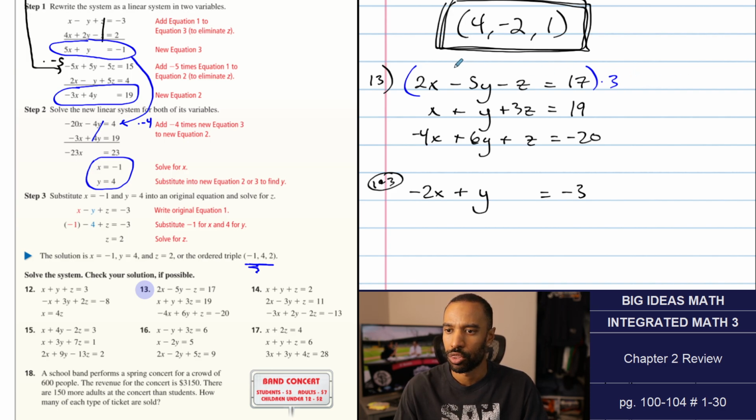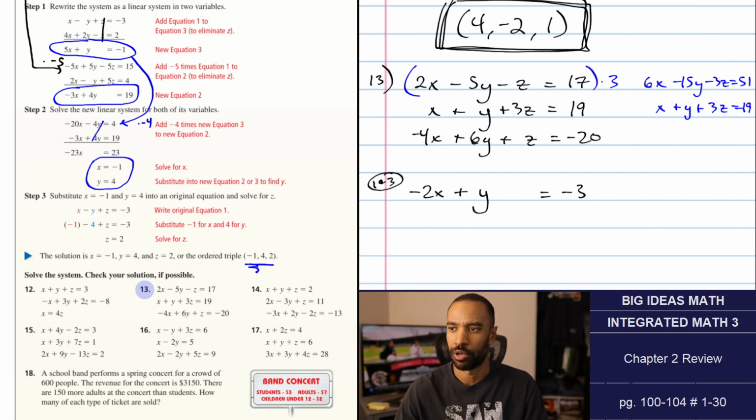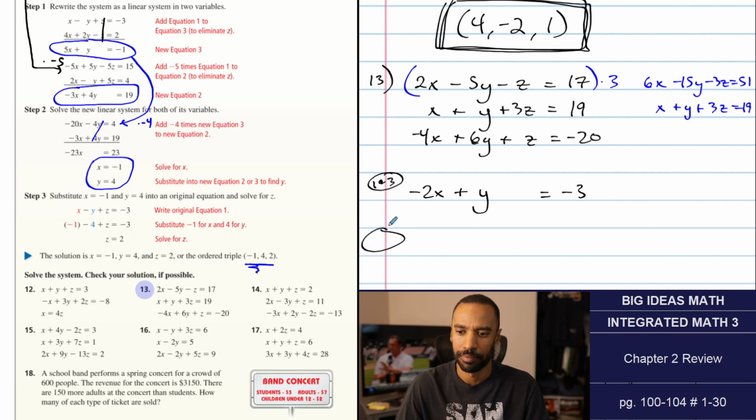And that'll become 6x minus 15y minus 3z equals 51. Now if I align that with the second equation, x plus y plus 3z equals 19, I can add down those lists. I'm going to write it down here. It's a modified 1 with equation 2, but I am going to eliminate in the process.